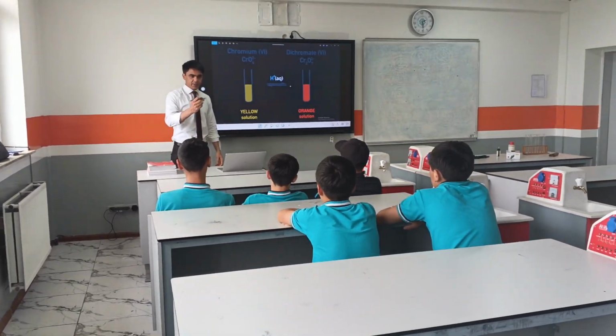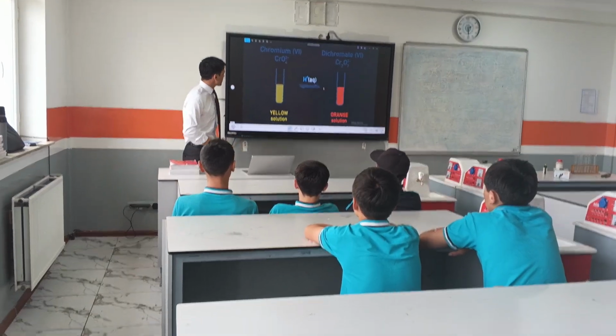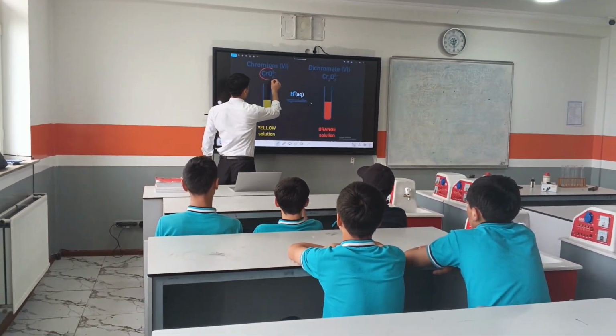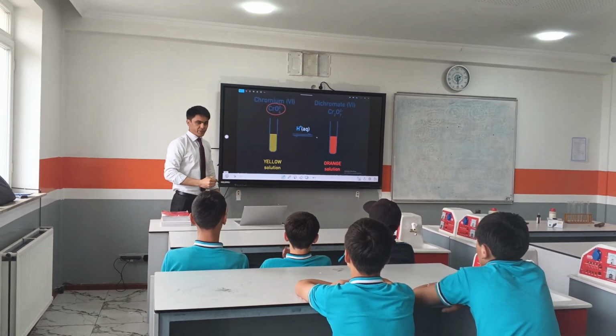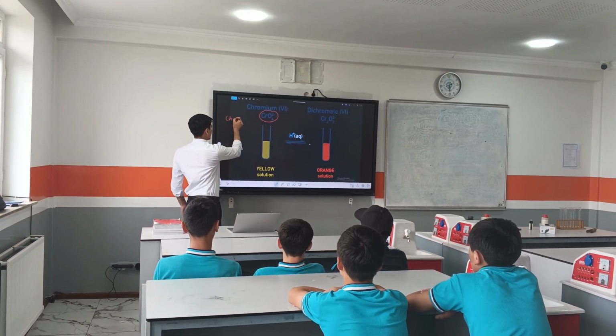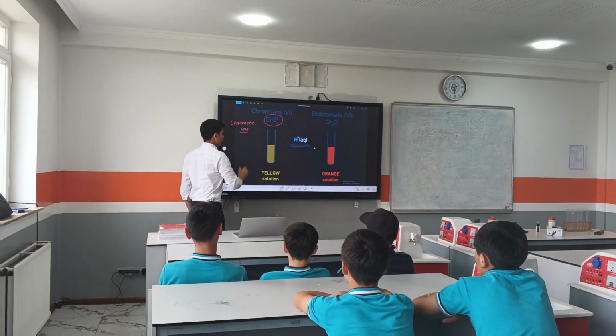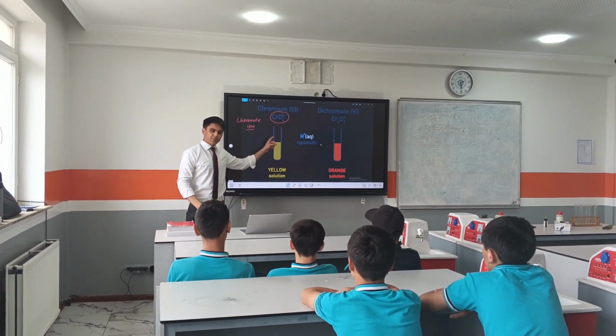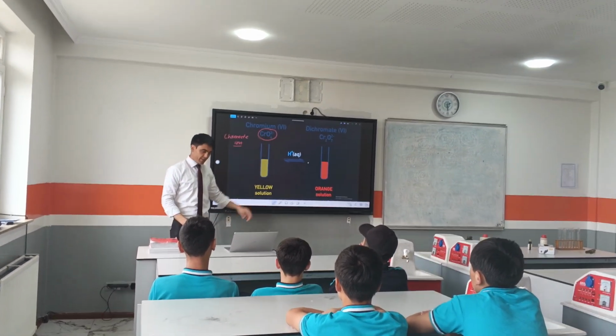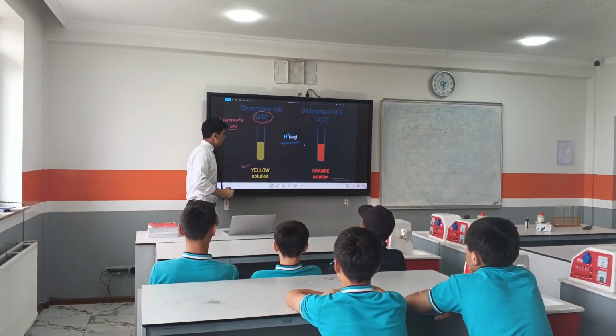We have two ions. How many? Two ions, okay? The first one, this one. What is the name of this ion? Chromate ion. Let me write it, okay? Chromate ion. If I ask you what is the color of this solution? Yes, yellow color, you can see.